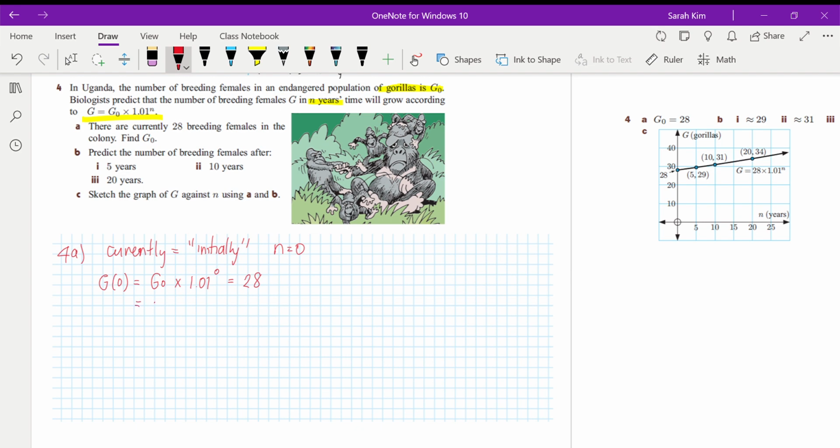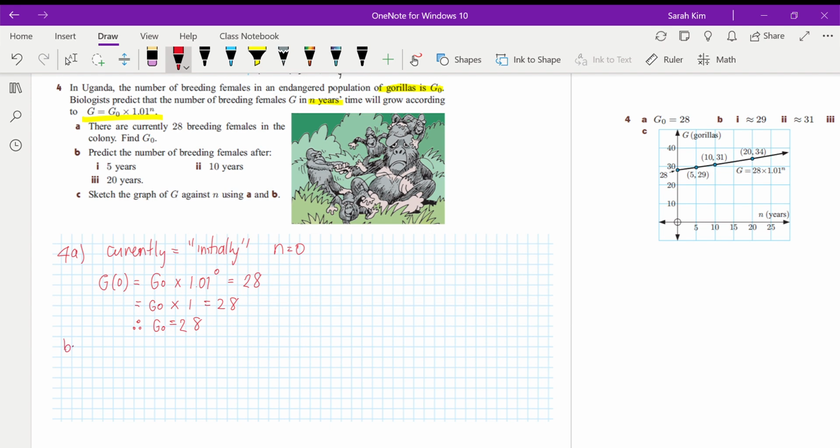So anything to the power of 0 goes to 1. So basically what it's saying is, therefore, G0 is 28. So initially they have 28 breeding females. Okay, so G0 doesn't necessarily have a unit, so I'm just going to leave it at 28.